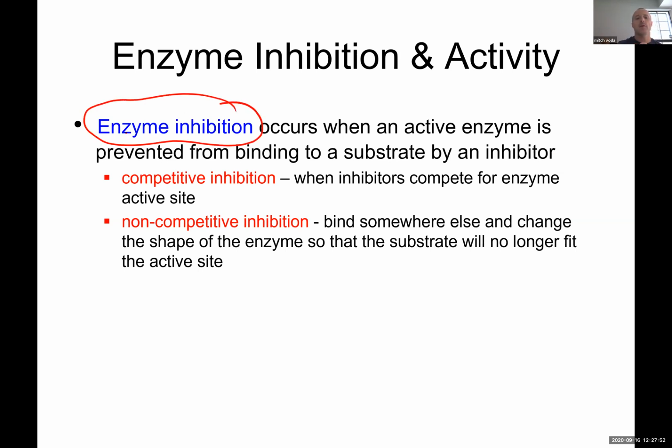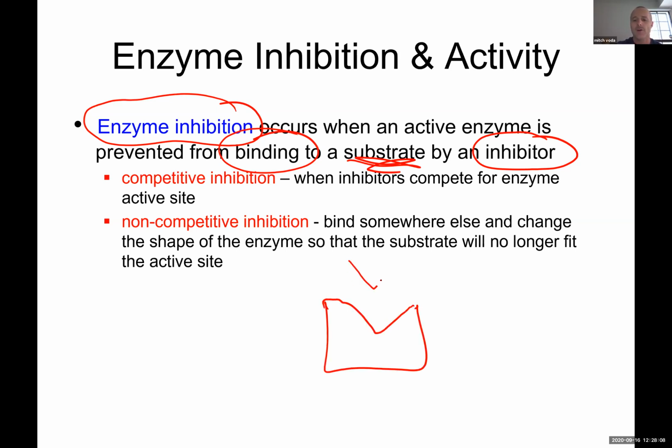So what happens during enzyme inhibition? Basically, you block the substrate from binding to the active site by using an inhibitor. So you block the substrate, this is your enzyme. You block the substrate that comes to fit in here with an inhibitor, or something that might look like the substrate itself. So basically it blocks the substrate from binding to an enzyme with another inhibitor.